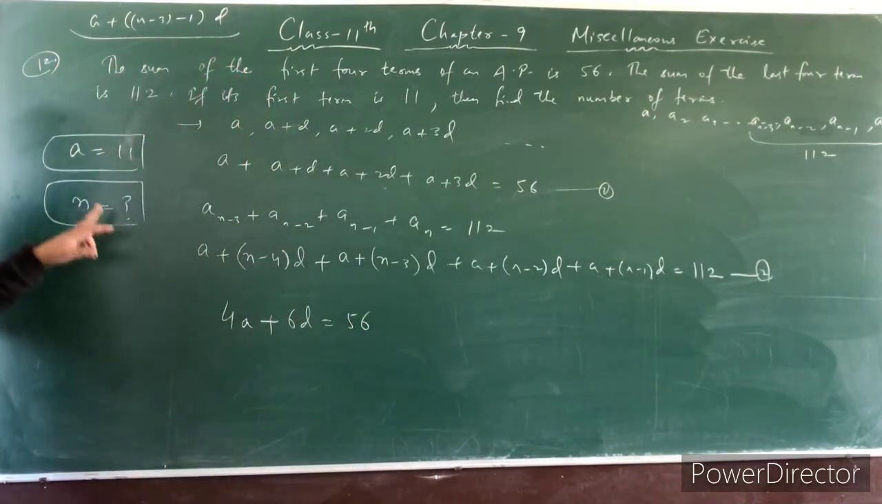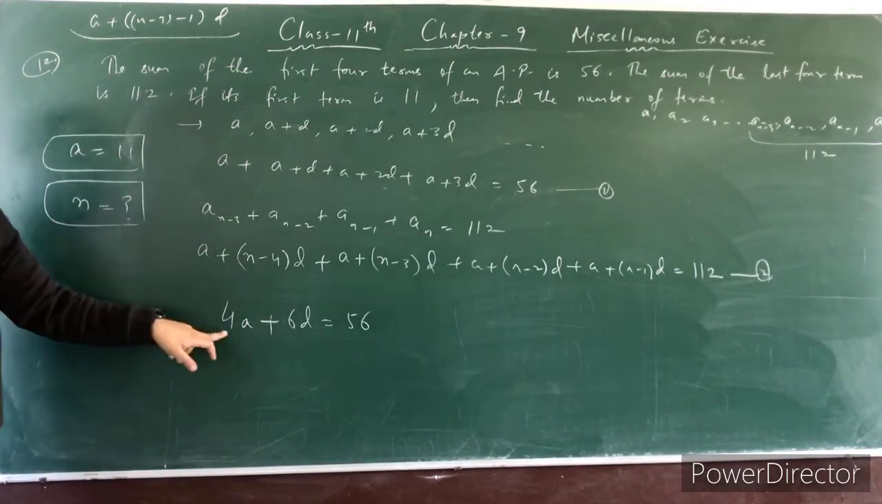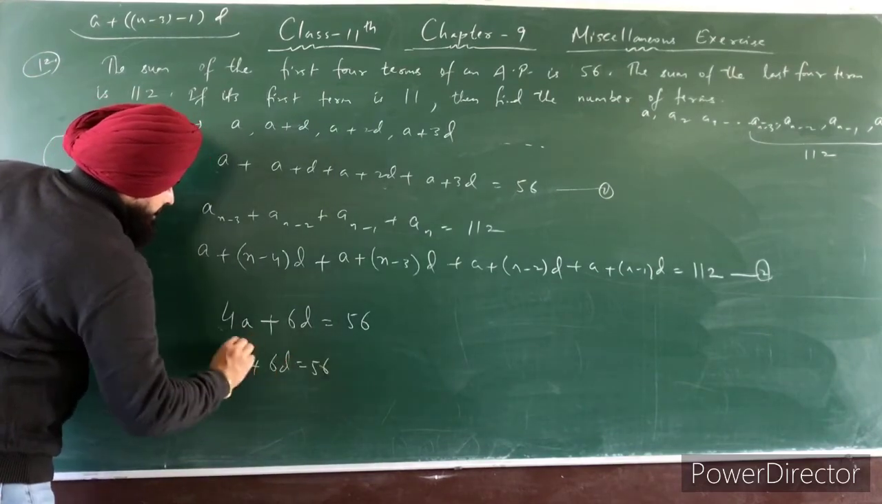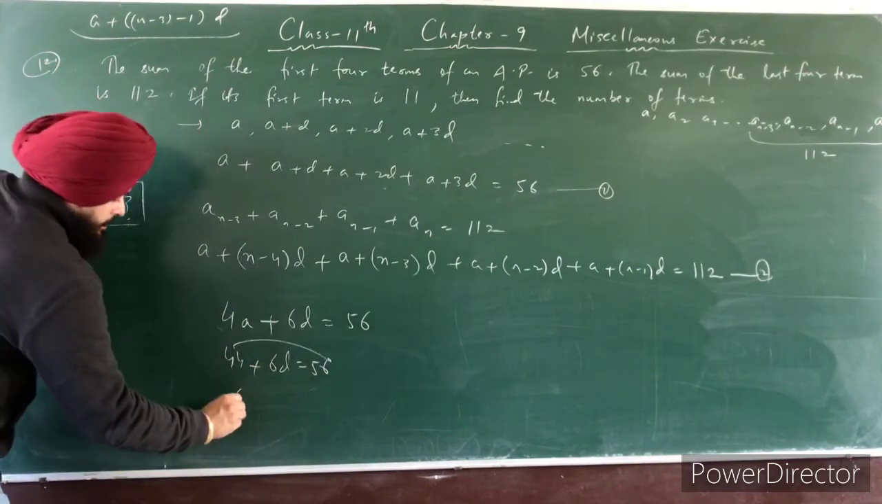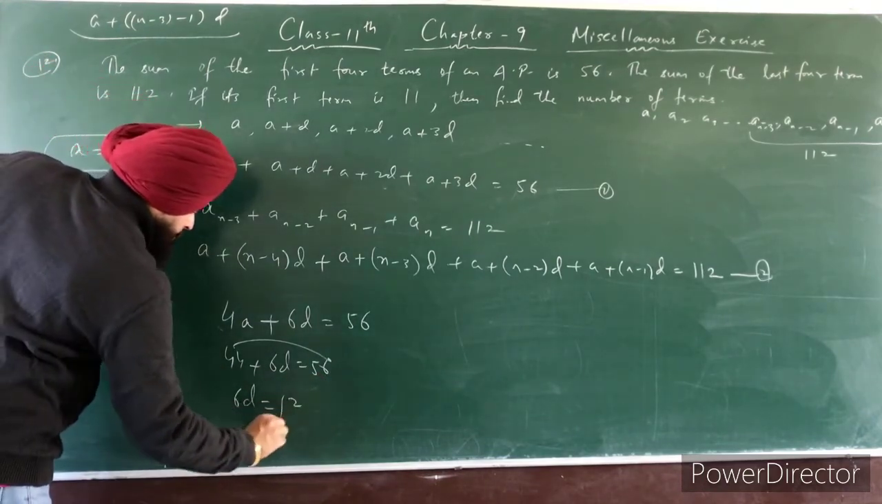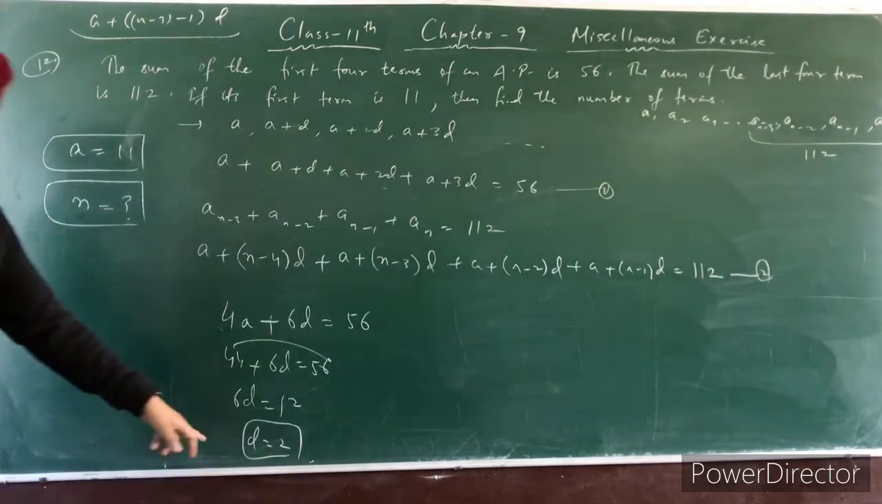56. Now put the value of A, 11, in this equation. So 11 into 4, how much? 44. So 44 plus 6D is equal to 56. Take this 44 on the other side. So it becomes 6D is equal to 56 minus 44. How much? 12, and value for D is 2. It means common difference is 2.